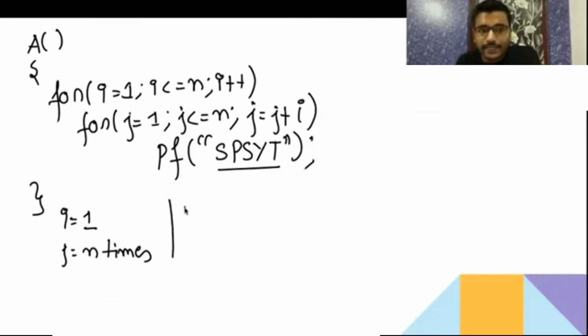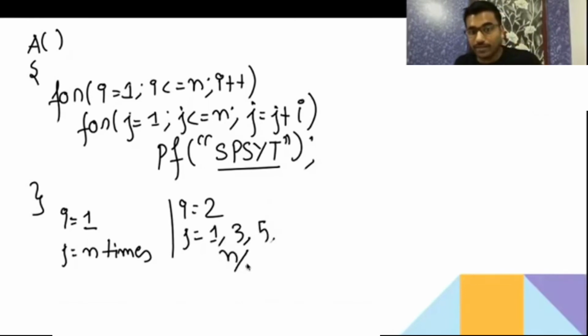Now when i is equal to 2, j's value will get first 1, then 1 plus 2, that is 3, then 3 plus 2, 5, and so on. So it is going to execute n by 2 times, because you are increasing with the step 2. Okay, you are increasing with the step 2, so it will execute n by 2 times, because for half of the numbers it is going to execute.